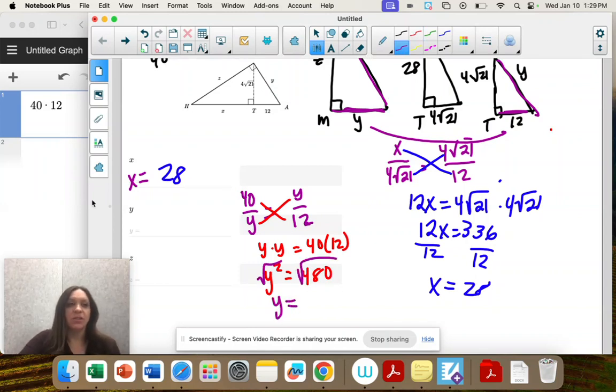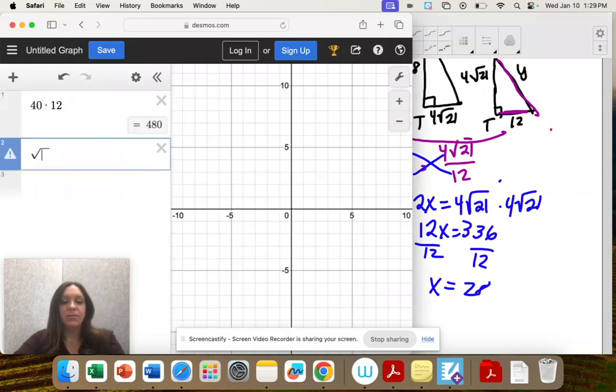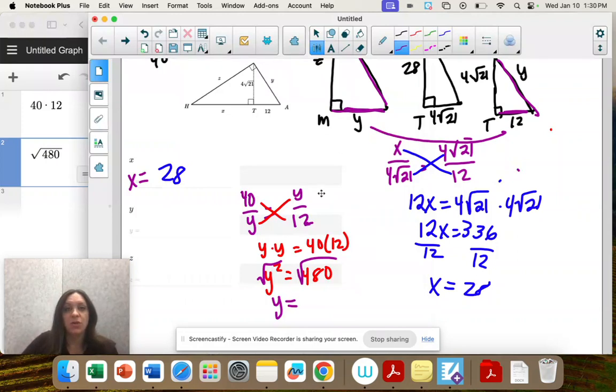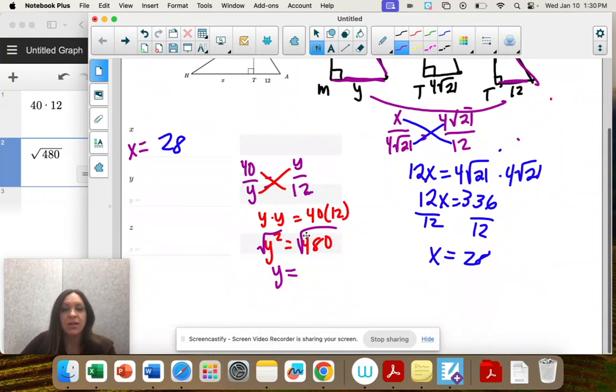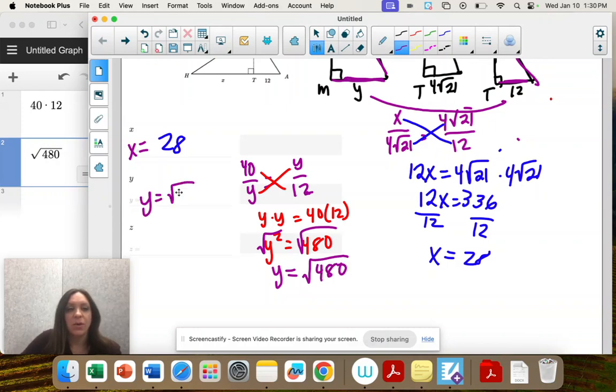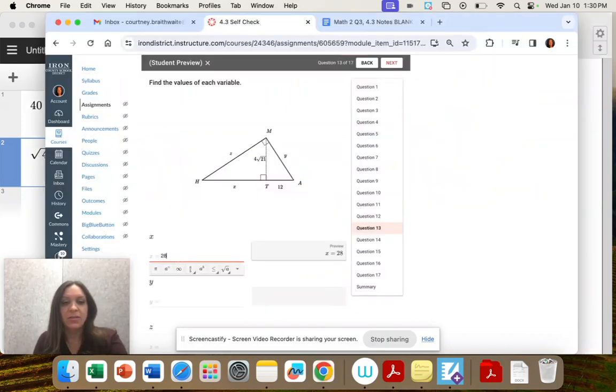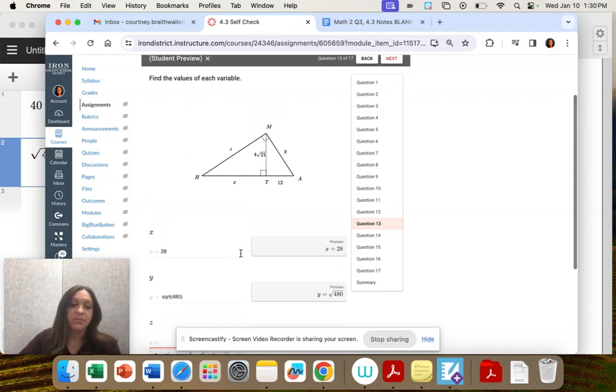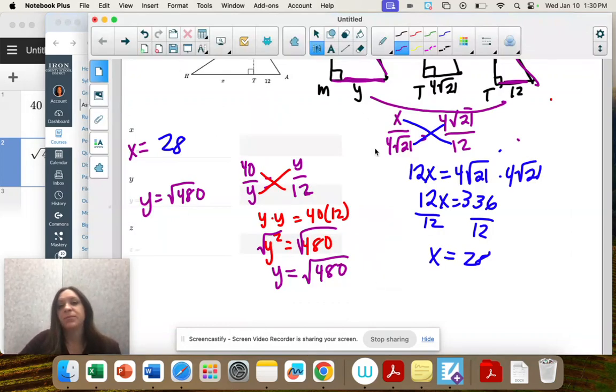So y equals the square root of 480, which is a decimal. And notice there's nowhere that says round, so we're going to leave our answer exact as a square root. So y equals the square root of 480. And I'm actually going to type that in. So 28 and then square root of 480. Okay, let's do z. We've got one more on this problem.